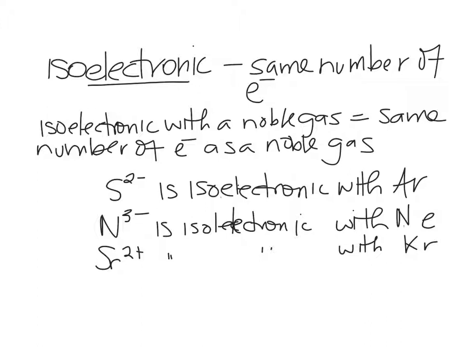So let's look at potassium. Potassium will form a 1 plus ion because it's in the first group. Which noble gas is it isoelectronic with? Which one? Argon. All right, there you go. You now have some good definitions. All right.